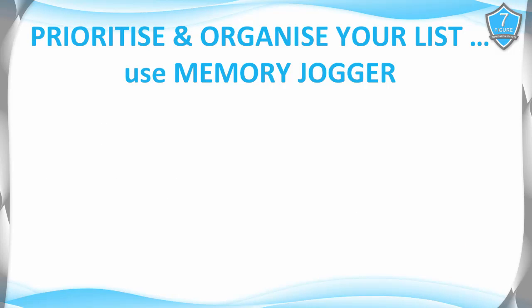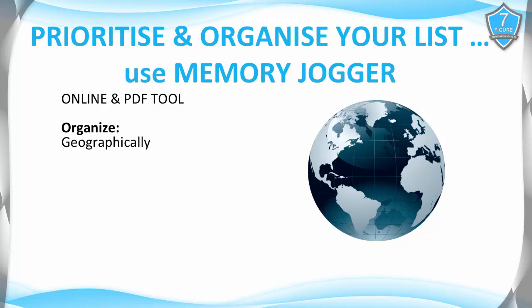So using the memory jogger, we have written down at least 200 names. And like I said, you can use our online PDF tool for a memory jogger and just go through it step by step. And then you are going to organize your list. You're going to organize it geographically first.